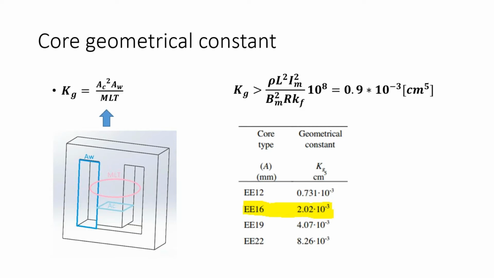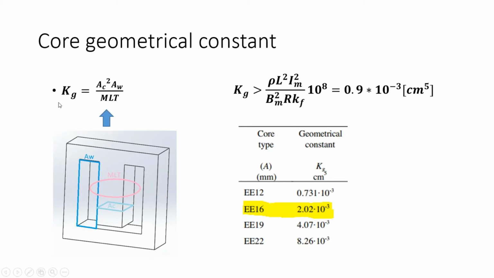When selecting a core size, it is very useful to rely on a coefficient called the core geometrical constant. This single number ties together three very important geometrical features of your core: the cross-section area of the yoke, Ac; the window area, which tells you how much space you have for the coil; and the mean length of a turn, which tells you how long the average turn is going to be. When you bring these three variables into one formula, you get Kg, the core geometrical constant.